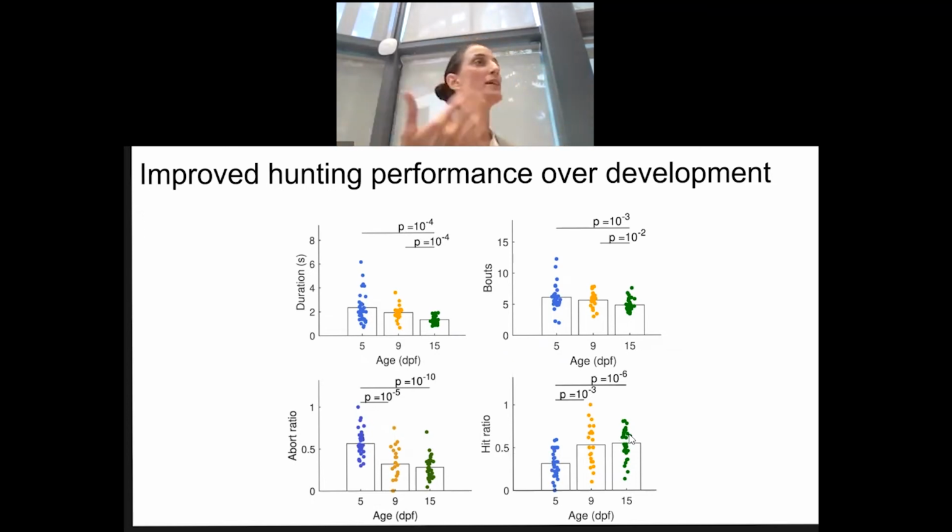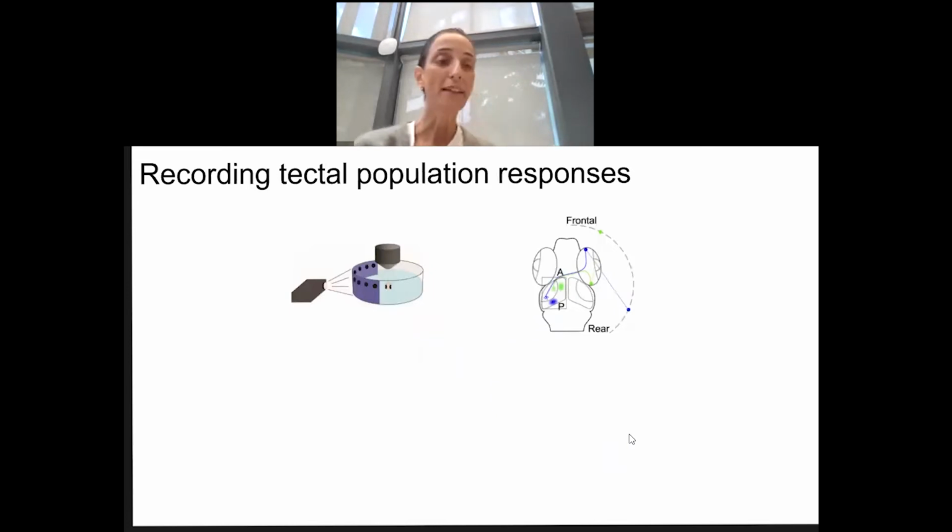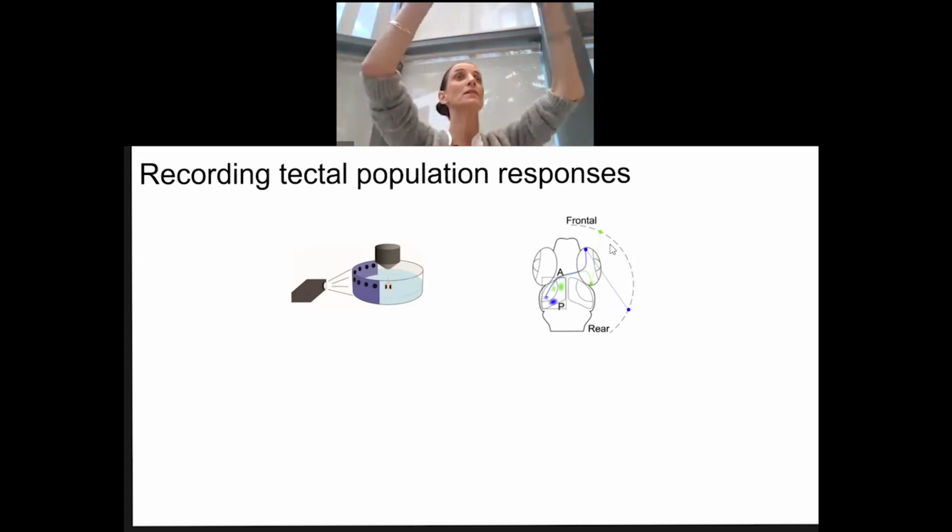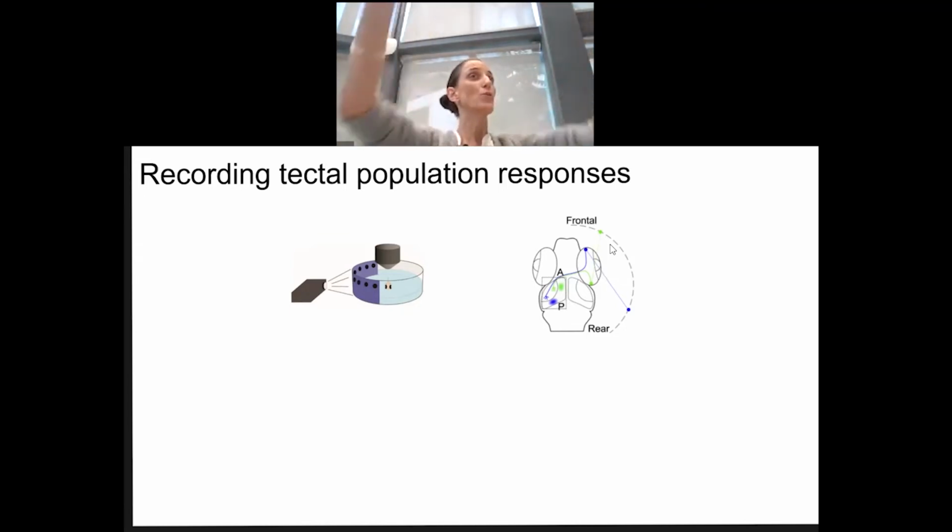Now comes the question, how does the brain mediate these changes in behavior? For that, I'll just say that, as in all vertebrates, our visual world is mapped on our brain topographically, so that if there are 2 points in the world that are very close by, they will be represented in 2 points on the brain that are very close by. That's called a topographic map.